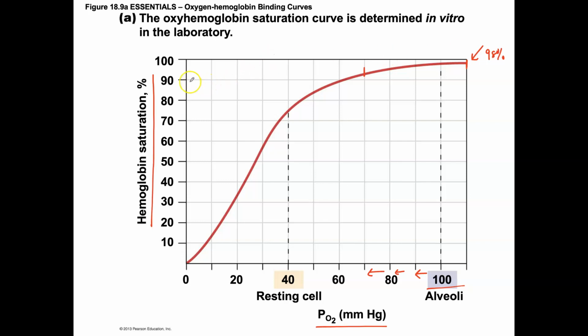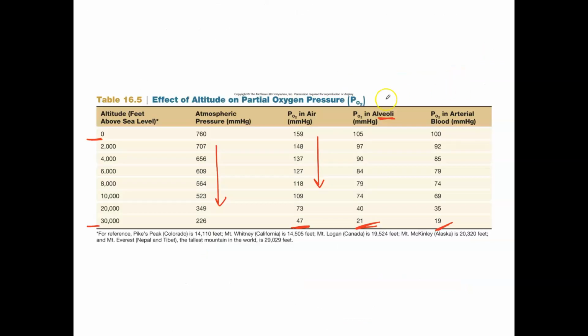We can stay above that 90% line. And so here's the 90% line. So even with partial pressures dropping, we can still stay at a high level of saturation and carry large amounts of oxygen. So again, going back to the altitude chart, even as atmospheric pressure is declining, if we can keep the partial pressure of oxygen in the alveoli, here's 105, 97, 90, 84, 79, 74.